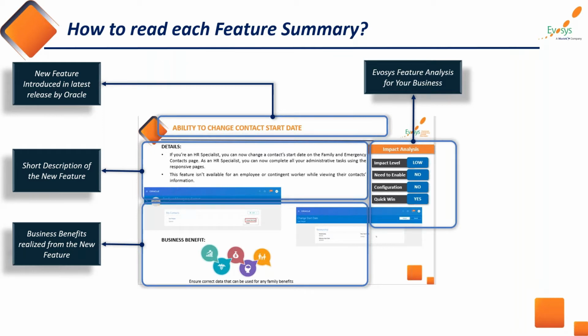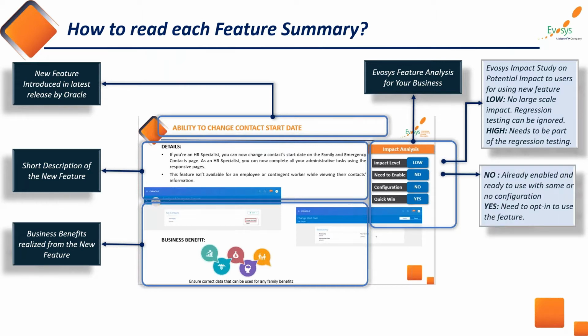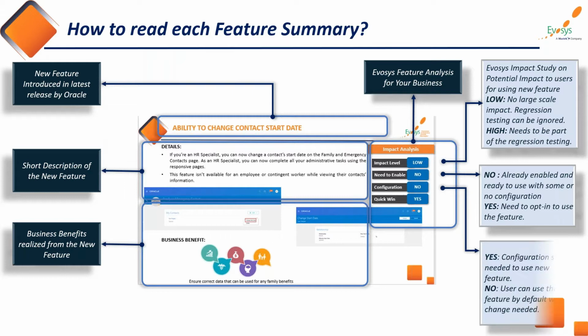The first one is an impact level analysis, which demonstrates the impact on the end user. If it's a low impact, whether regression testing is needed or not. If it's a high impact, then we have to opt for regression testing. As we all are aware, there are some features which are by default auto-enabled by Oracle, and there are some which we need to opt for. We'll also cover that part as well.